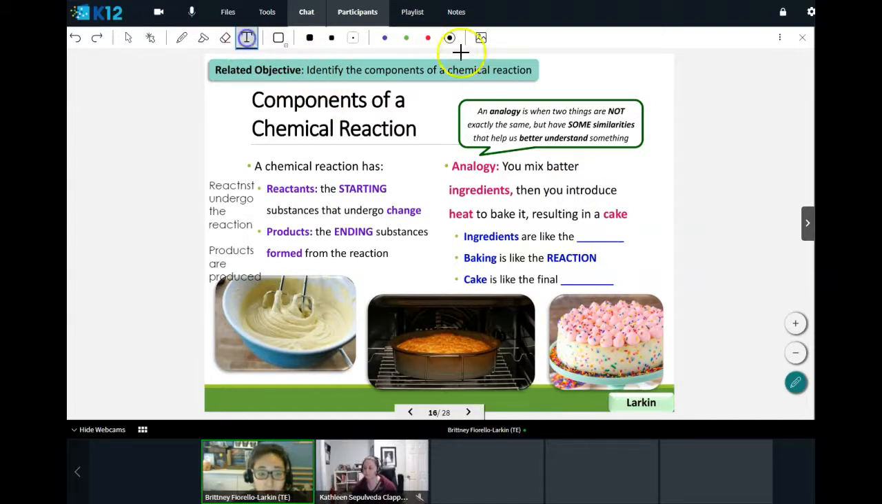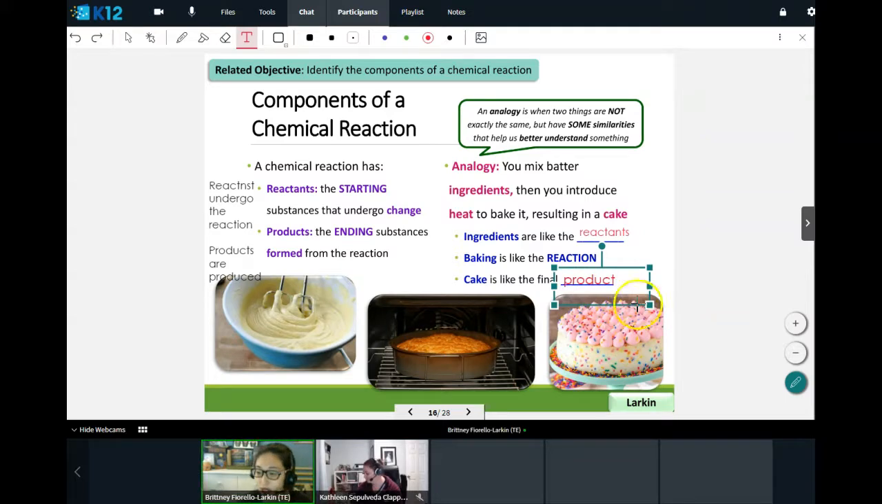Yeah, these are going to be like the reactants. Exactly. So ingredients are like the reactants. And then the cake will be the what? Right, we're going to bake it. Baking's the reaction, so the cake is the final what? Tell me in the chat box. If the ingredients are the reactants, what is the cake?